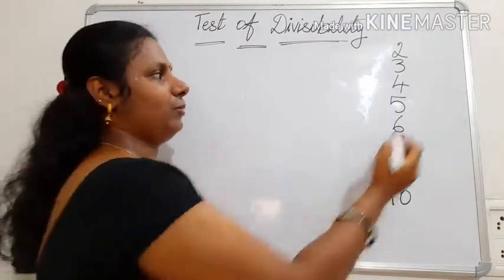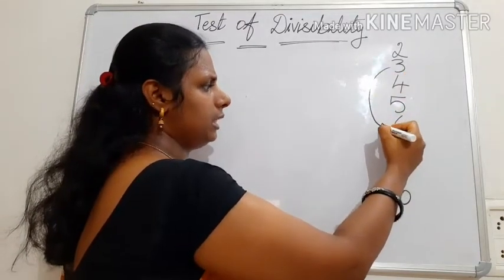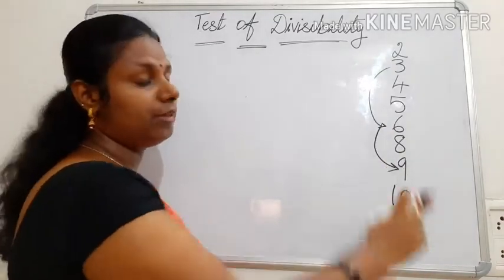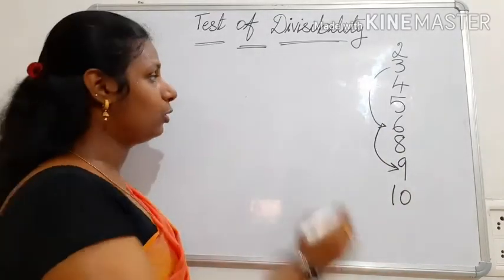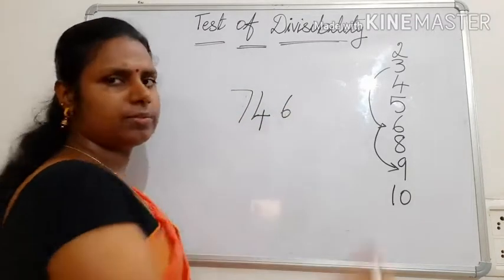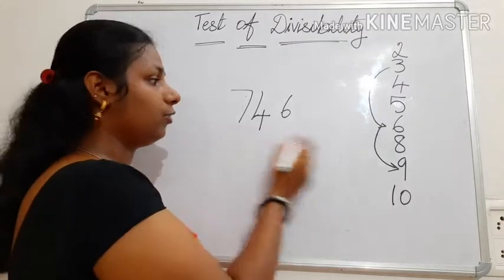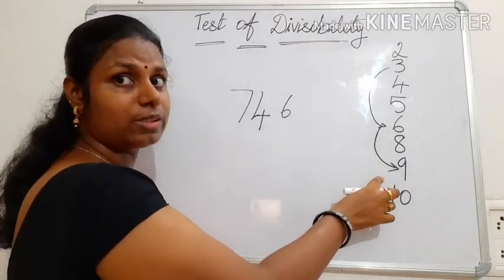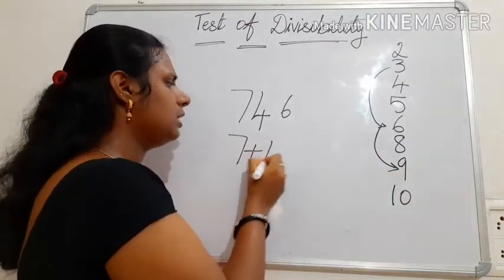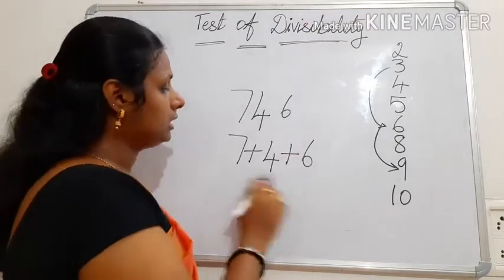Okay, listen carefully. Then the same thing we are going to follow for 6 and 9. For divisibility by 9 also we are going to do the same thing. For example, 746. For the test of divisibility by 9 also we are going to do the same thing. We just take the sum of the digits.